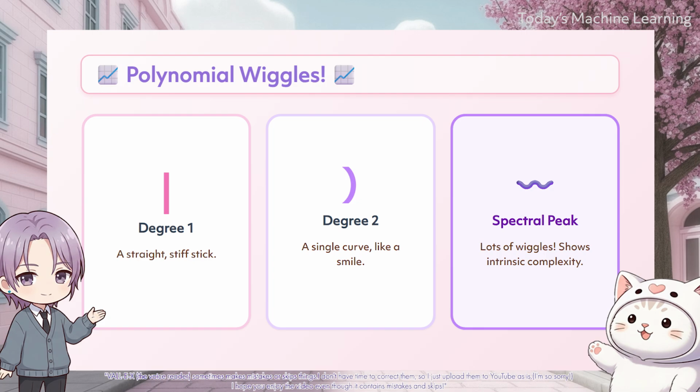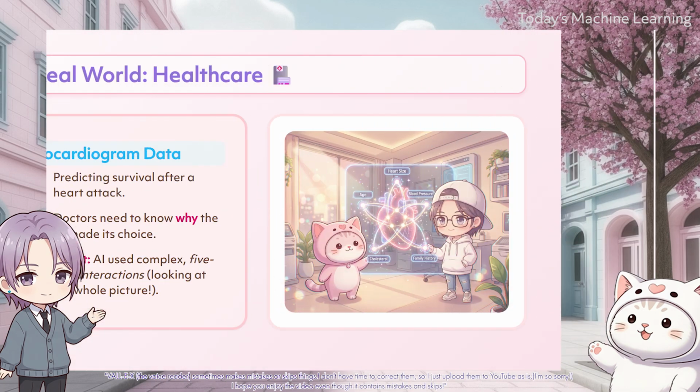The ORCA analysis revealed something called a spectral peak, which tells us exactly which level of wiggles the AI used the most. As the researchers gave the AI more capacity to learn, the spectral peak stabilized at a specific degree, proving that the geometry of the double spiral had a natural, intrinsic level of complexity.